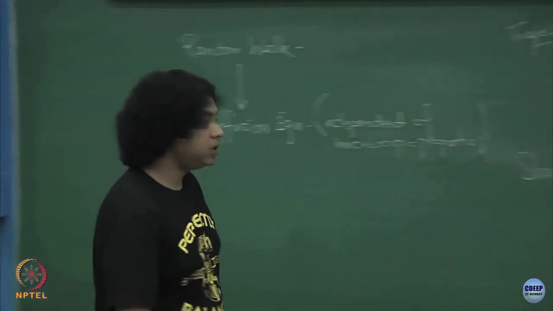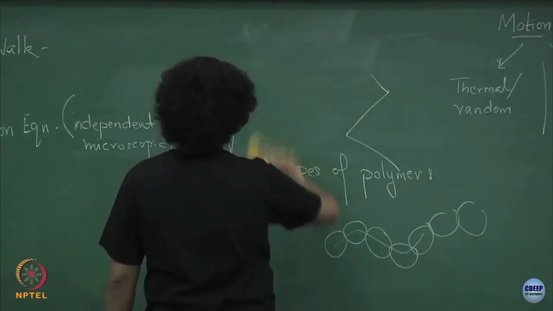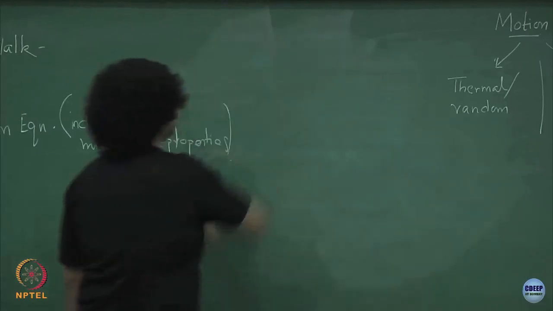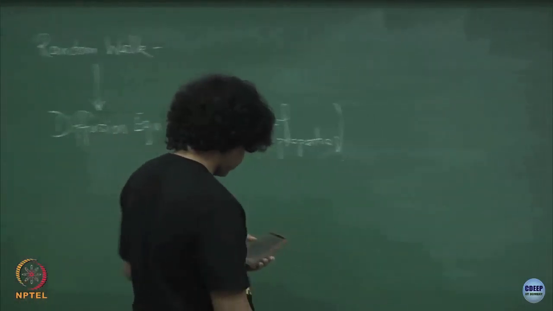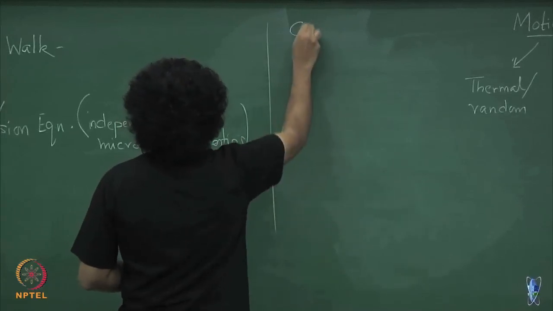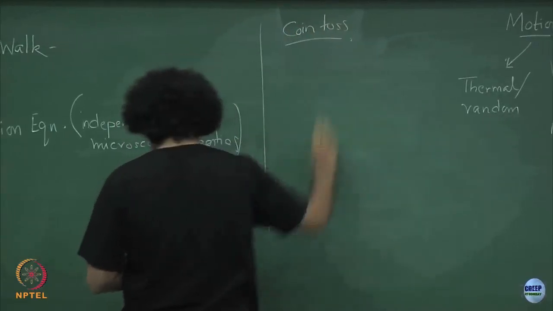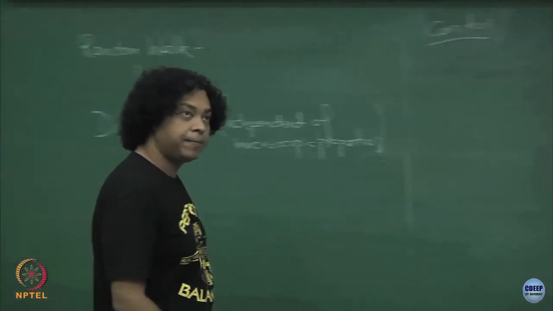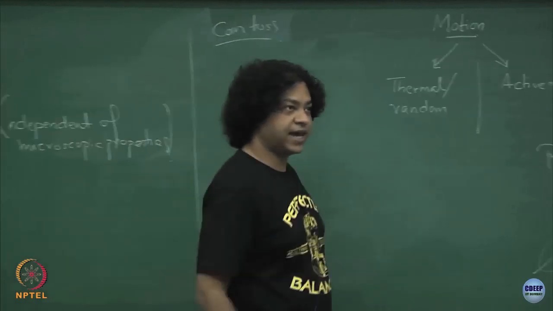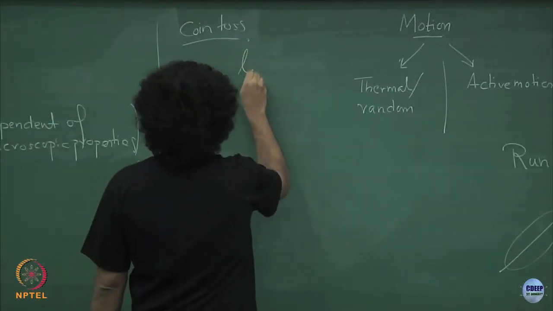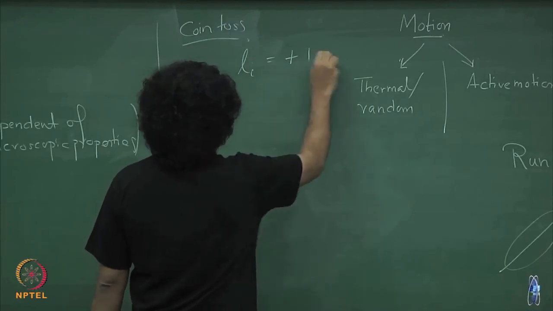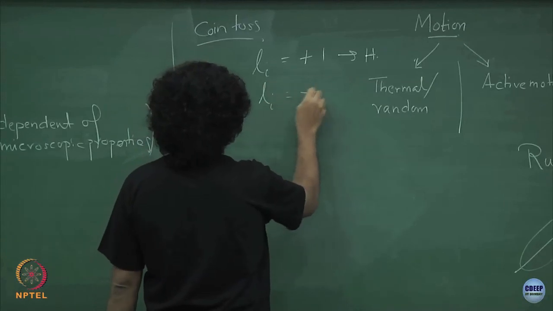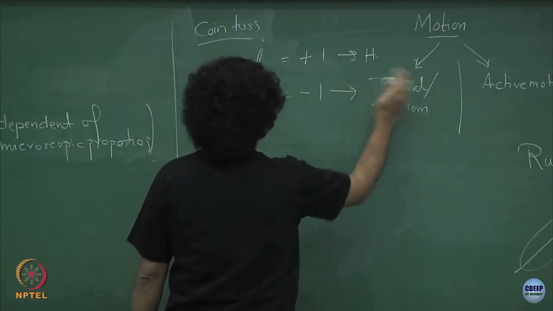So before we do it formally, let's just look at a couple of simple things. Let's start off with the simplest example, which is that of coin tosses. So let's say I toss many, many coins. If a coin comes out as heads, I record that object as plus one, let's say for heads. If it comes out as tails, then I record that object as minus one. So this is for tails.